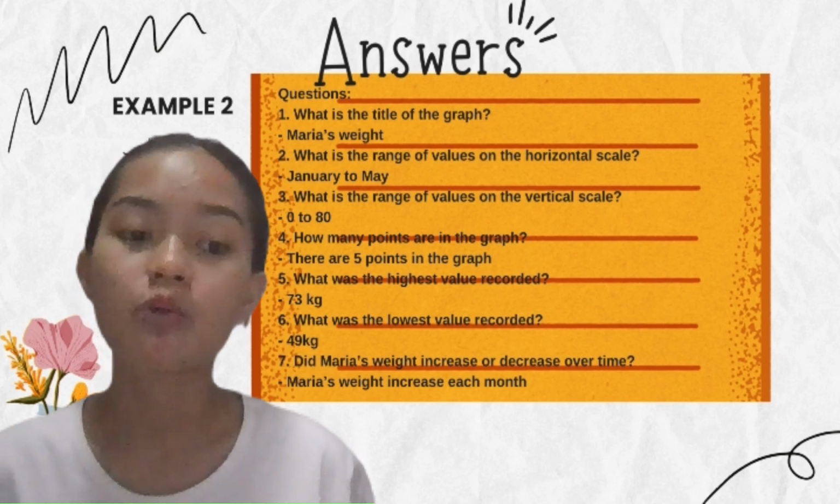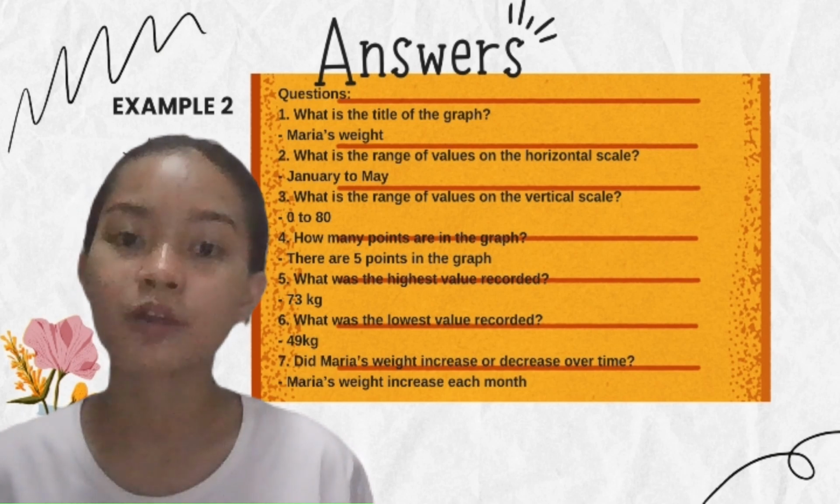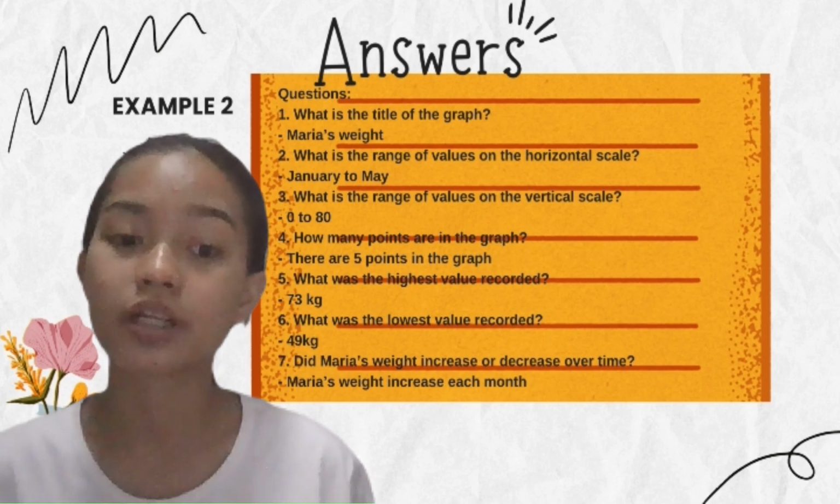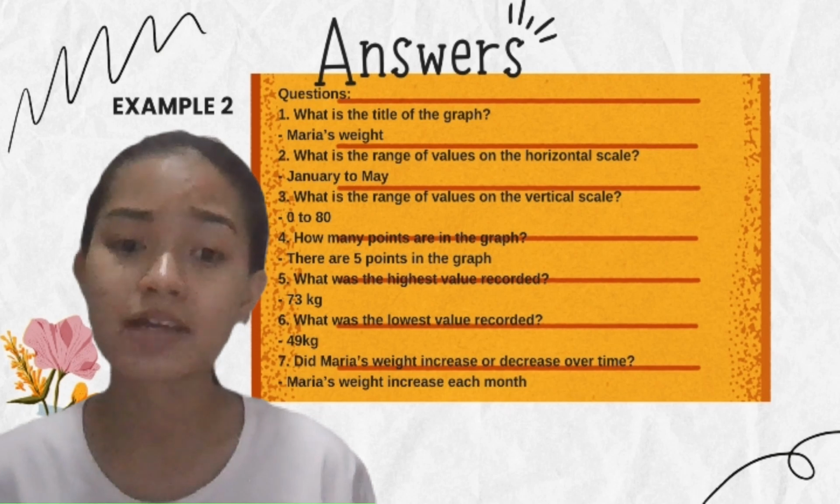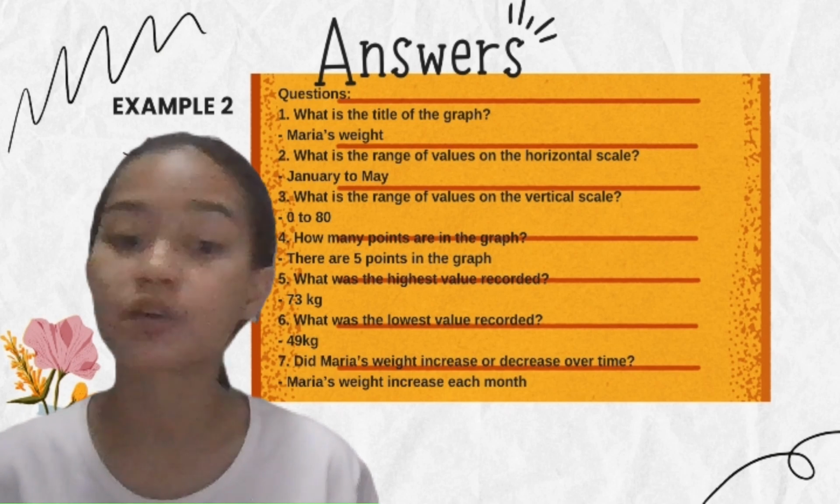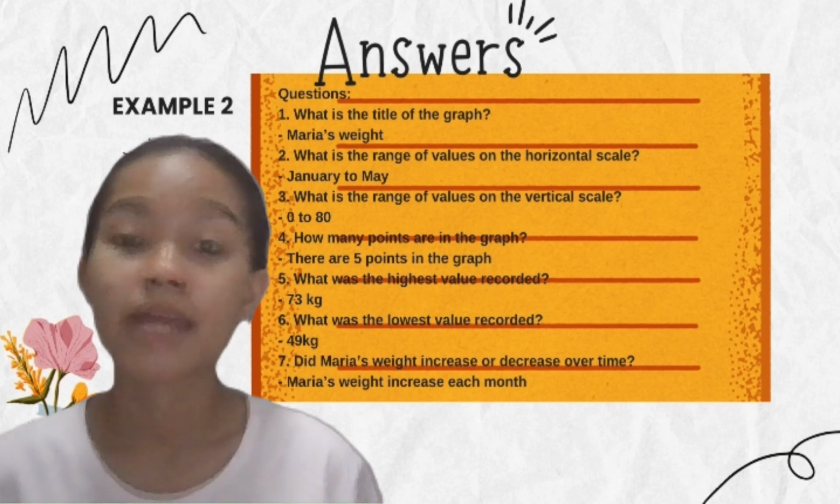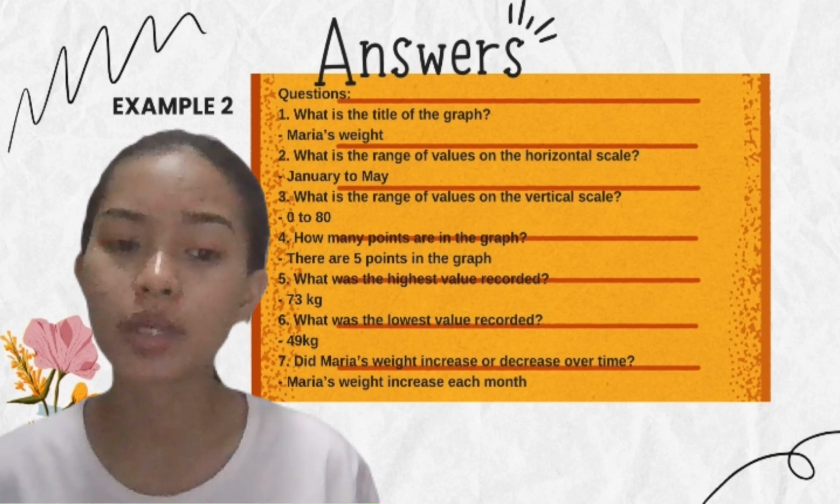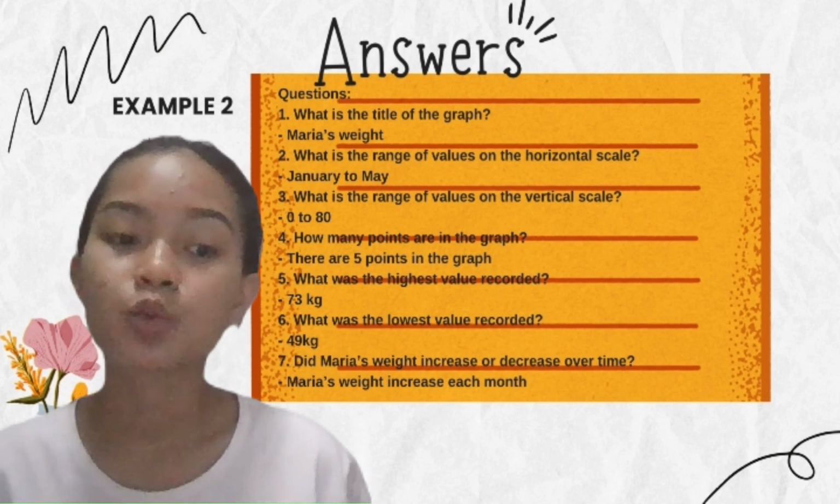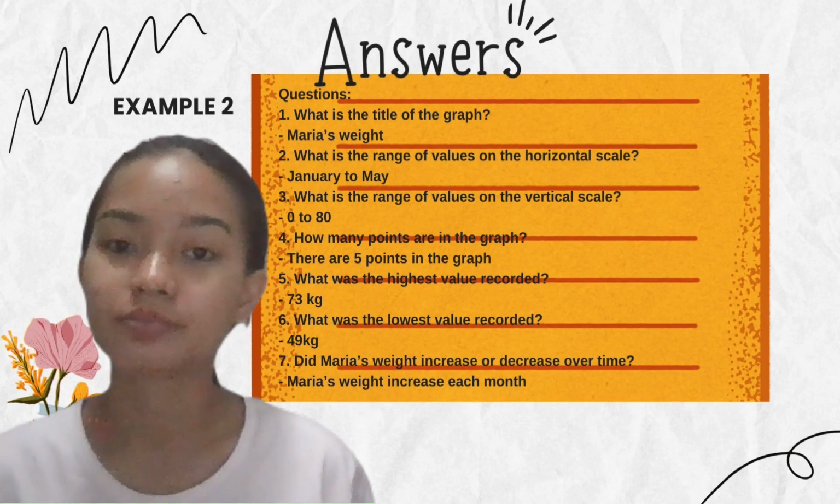Number 4, how many points are in the graph? There are 5 points in the graph. Number 5, what is the highest value recorded? The highest value recorded is 73 kilograms. Number 6, what was the lowest value recorded? The lowest value recorded is 49 kilograms. And lastly, number 7, did Maria's weight increase or decrease over time? The answer is that her weight increased each month, as we can see in the graph. And that will be all for the example problems.